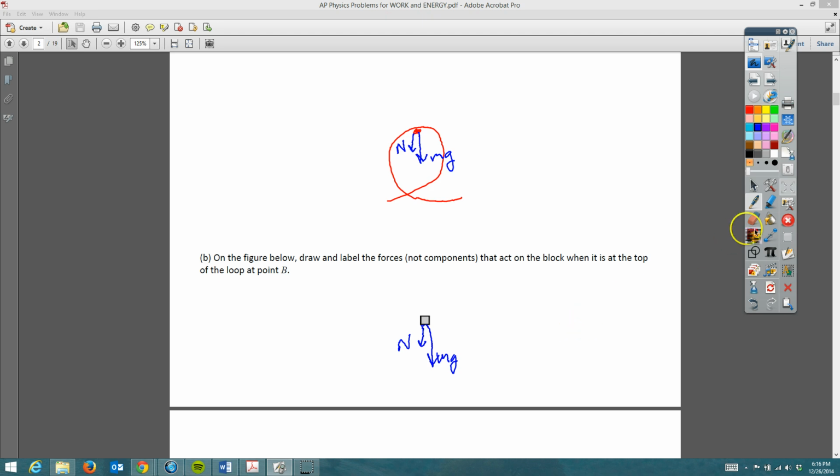For this, you actually get 3 points. So you get more points for this than you do anything else. So 1 point for the n, 1 point for the mg pointing down, and then 1 point for no other forces. They're really worried that you're going to try to put FC here for centripetal force. Don't. Remember, that's not the force that we're looking for. That's a combination. That's a net force. So there's 3 points on that one.